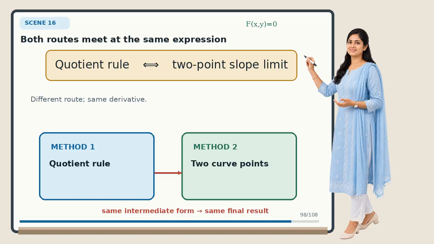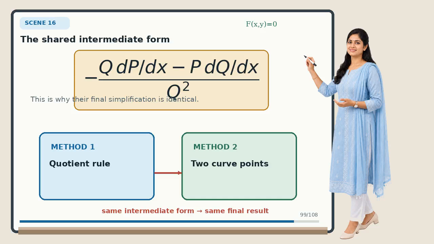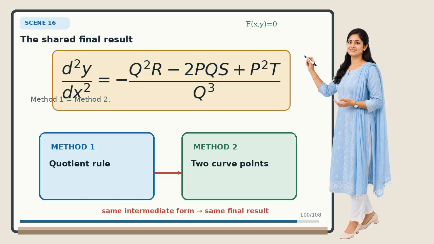Both methods measure the same quantity, how the slope changes as the point moves along the implicit curve. The quotient rule and the direct limit both visibly reach the same intermediate expression before the substitutions for dp by dx and dq by dx. Therefore both methods give the identical second derivative.